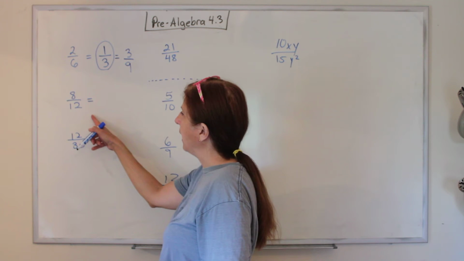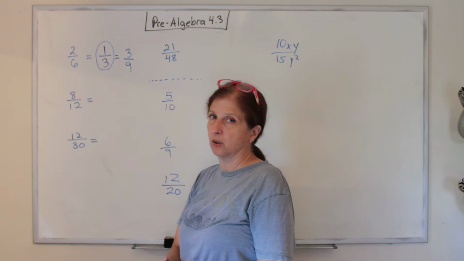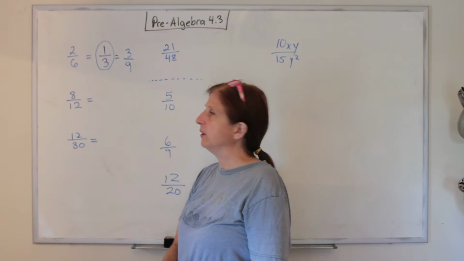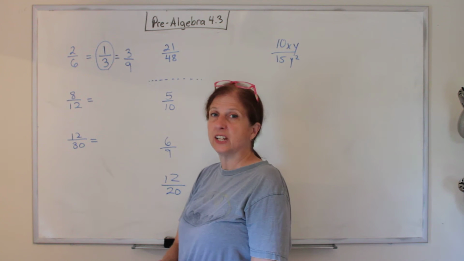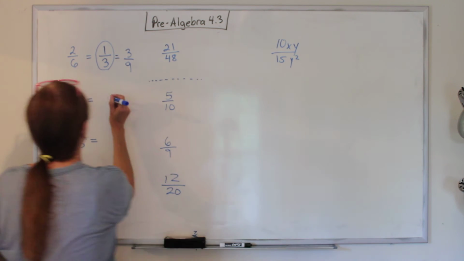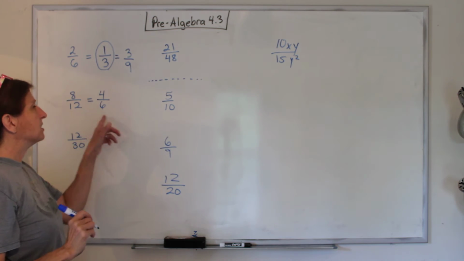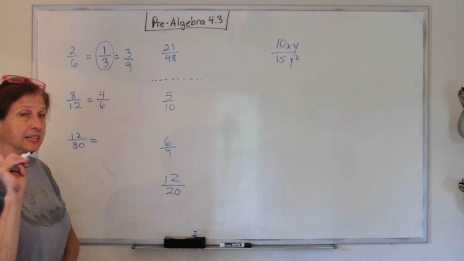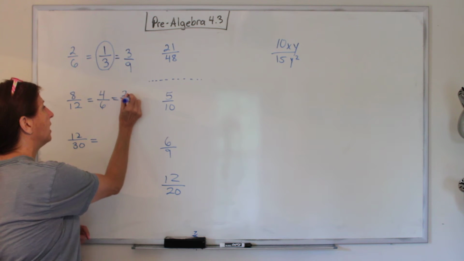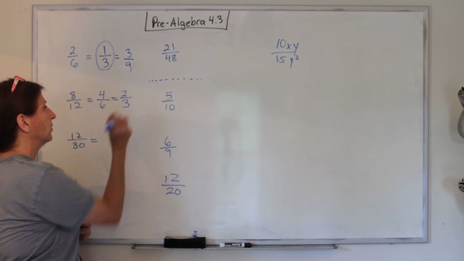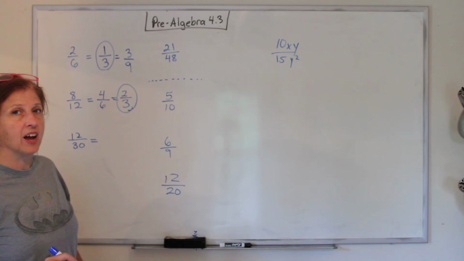Okay, so let's try this one. What is a number that goes into both 8 and 12? And if we can think of the biggest number, then we only have one step of reducing. But let's do a small number. Let's say 2. 2 goes into 8 4 times. 2 goes into 12 6 times. So we wrote an equivalent fraction, but it is not reduced, because we can do one more. 2 goes into 4 2 times. 2 goes into 6 3 times. Now it's reduced. That one's the reduced or simplified form.